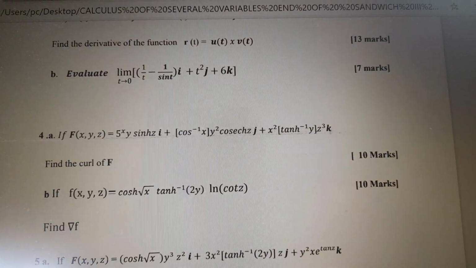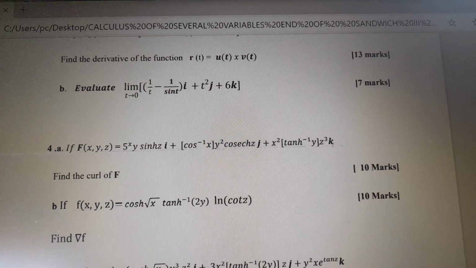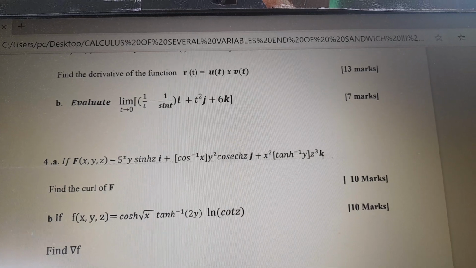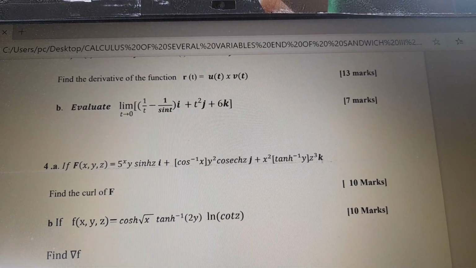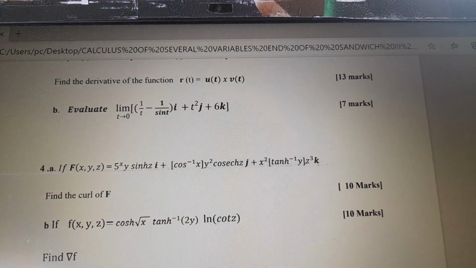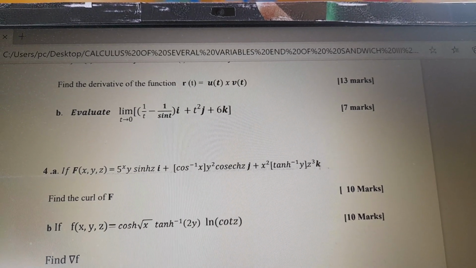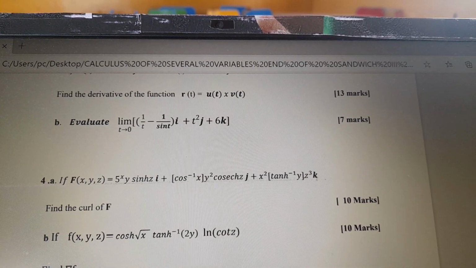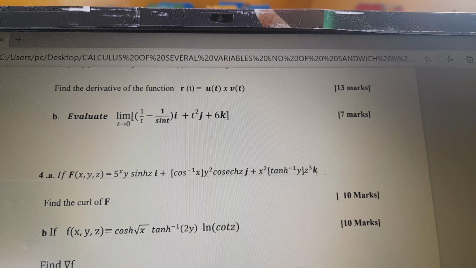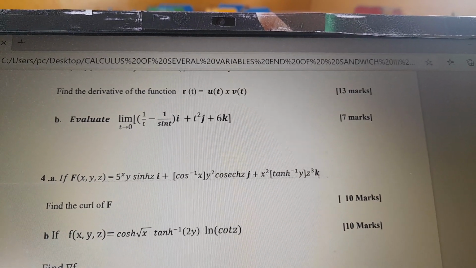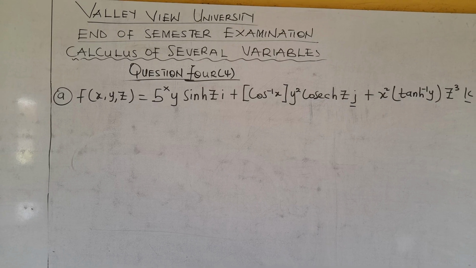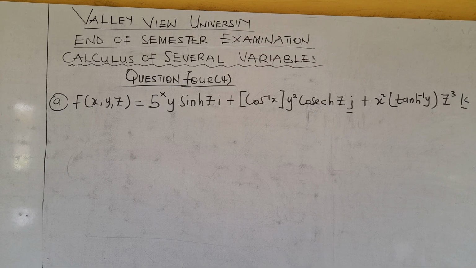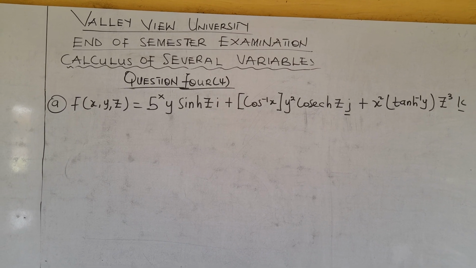Our question 4a says that if a function which is dependent on 3 variables, x, y, and z, is equal to 5 exponent xy sinh z in the i direction, plus cos inverse of xy squared cosec z in the j direction, plus x squared tan inverse of y z cubed in the k direction, we should find the curl of f, and that is worth 10 marks. So this particular question is on the curl of a vector field. So do well to check out my videos on curl of a vector field on YouTube.